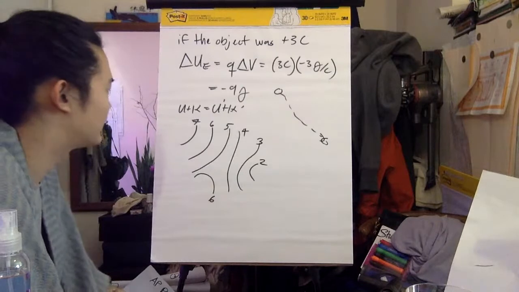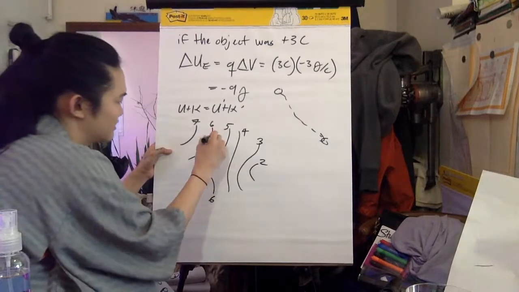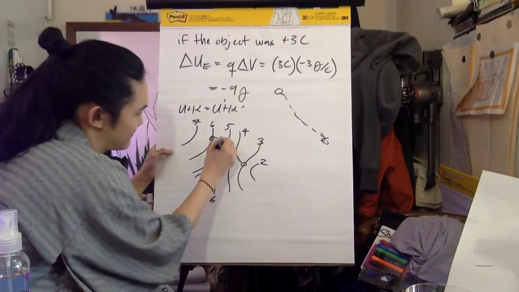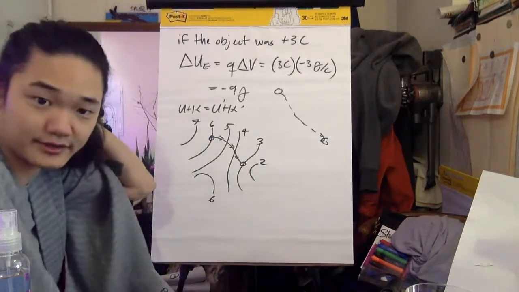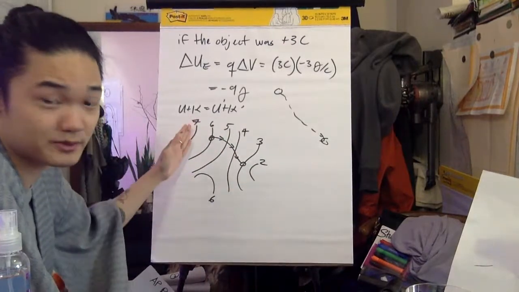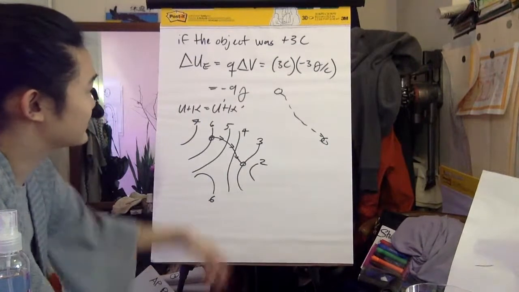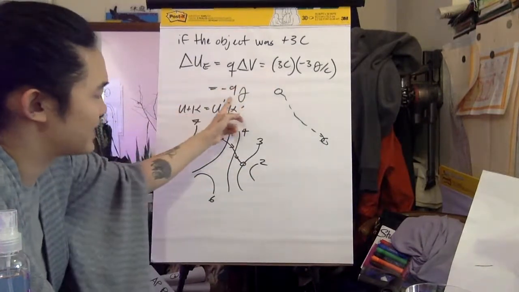So our particle, what did it do? We moved it from here all the way to here, right? That's all we did. It went from 6 joules per coulomb to 3 joules per coulomb, and it lost 3 joules per coulomb. And because it was positive 3 coulombs, it lost 9 joules.